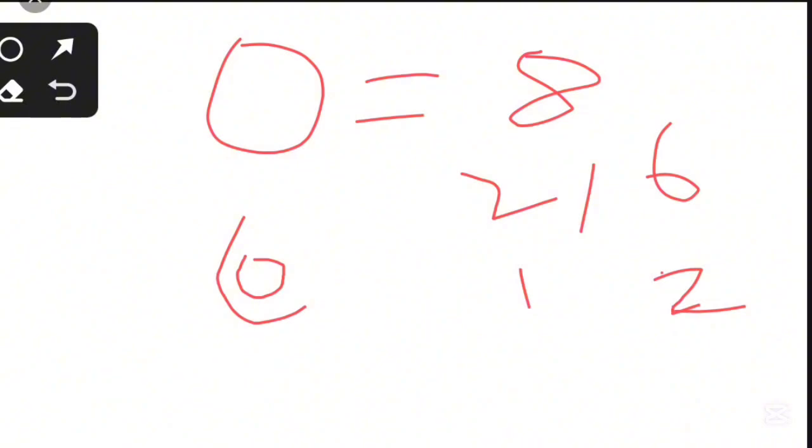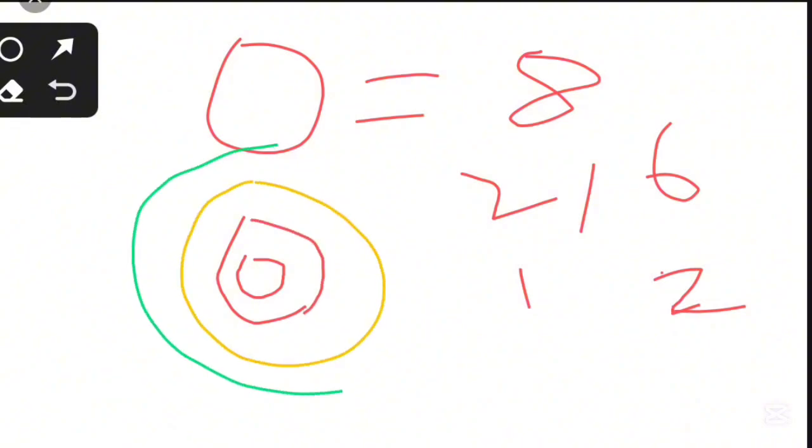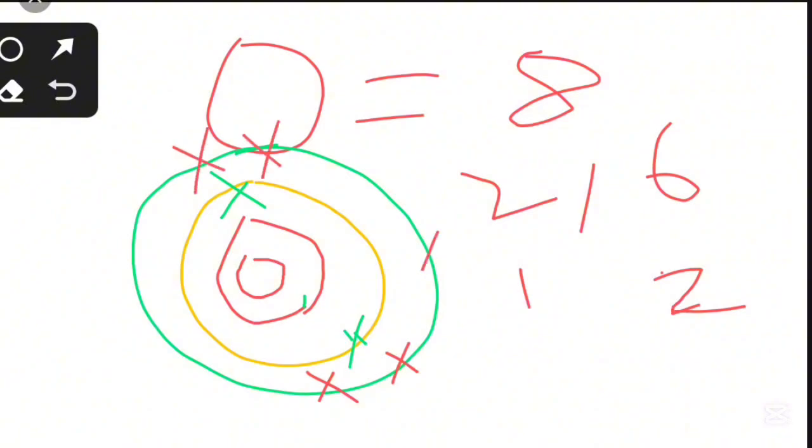This is the first cell and the second cell. In the first cell we have 2 electrons, and in the second cell we have 6 electrons. This is how the atomic structure is drawn.